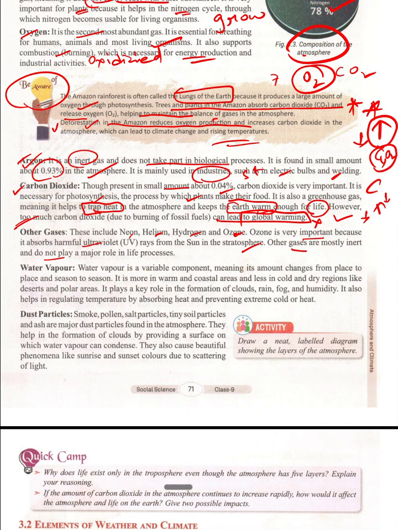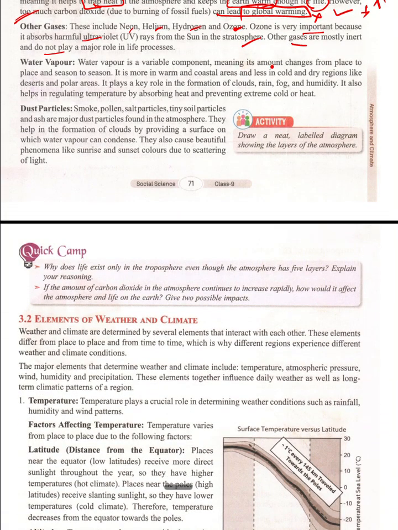Now coming to water vapor, it is a variable component, meaning its amount changes from place to place and season to season. It depends upon the topography of the land, so water vapor will not be the same in all places. It is more in warm and coastal areas and less in cold and dry regions like deserts. Wherever water surrounds an area, the climate is moderate, because water vapor will be there in the atmosphere, in the layer nearby the land.